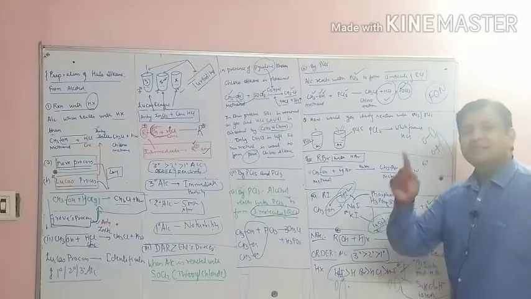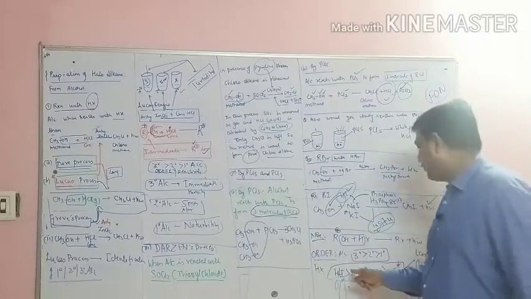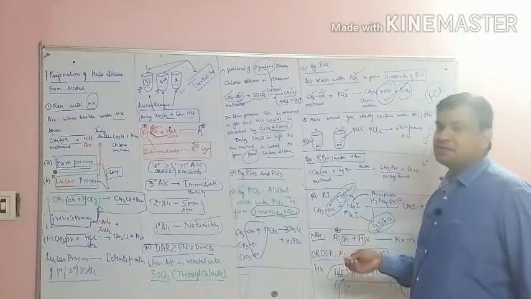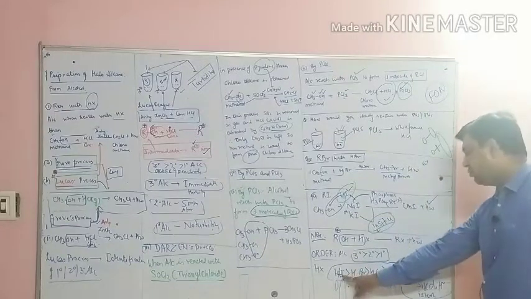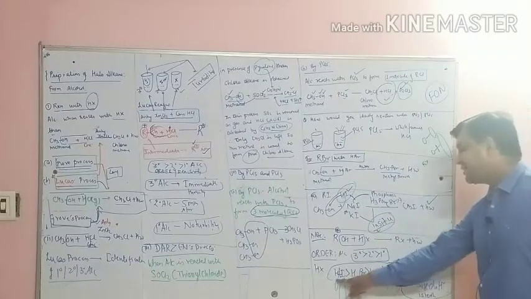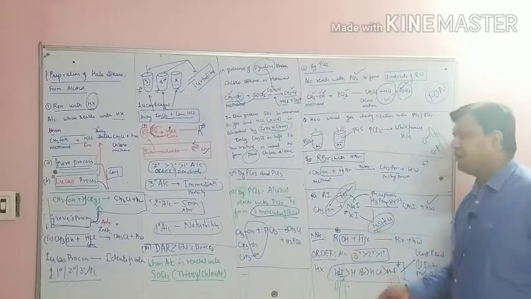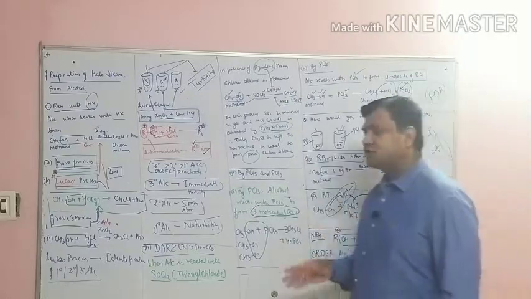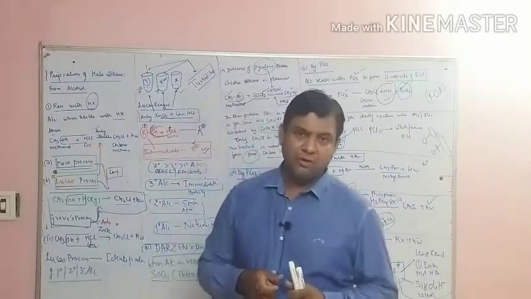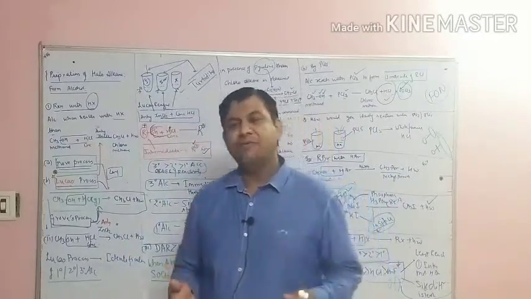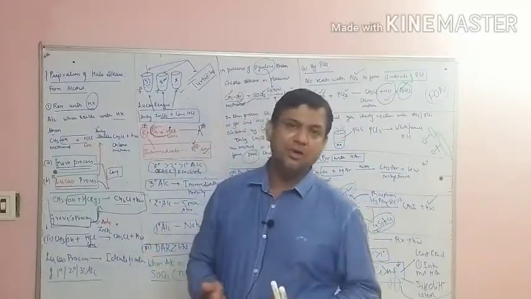In HI, the size difference is very large, therefore it will undergo bond cleavage very easily. That's the reason, two reasons: in HF, hydrogen bond is there, and in HI, size difference is there, so it can undergo bond cleavage very easily. So these are the methods of preparation of haloalkane from alcohol. Getting this point? Next we will move to carboxylic acid and so on in the next video.